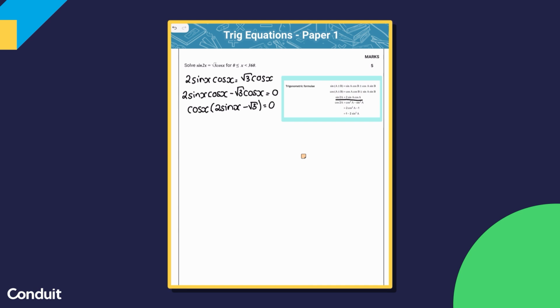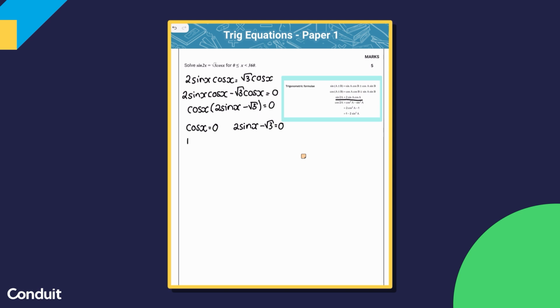Now this is an important part of the question. When a product equals 0, one or both parts must equal 0. So I need to split this into two cases. So cos x is equal to 0 and/or 2 sine x minus root 3 is equal to 0. I'm going to start off on the left, working through cos x is equal to 0.